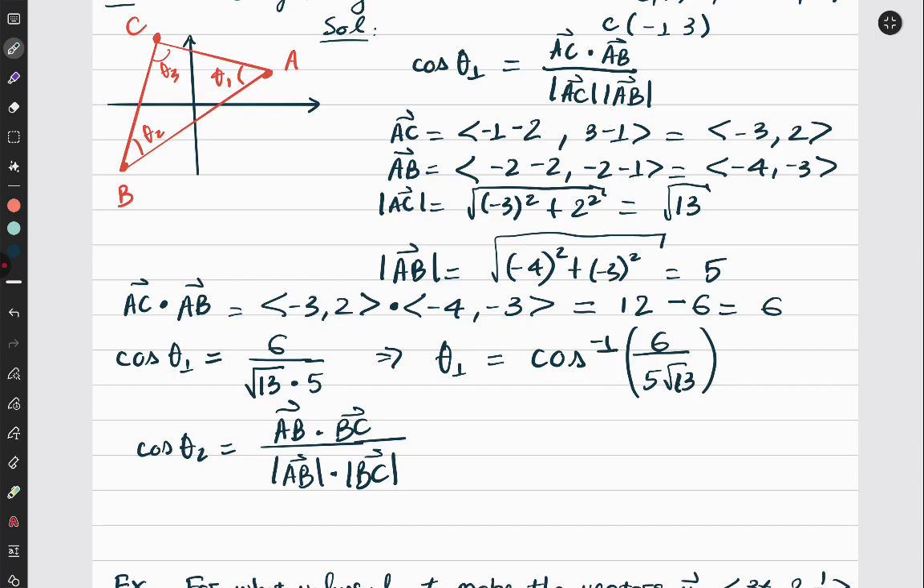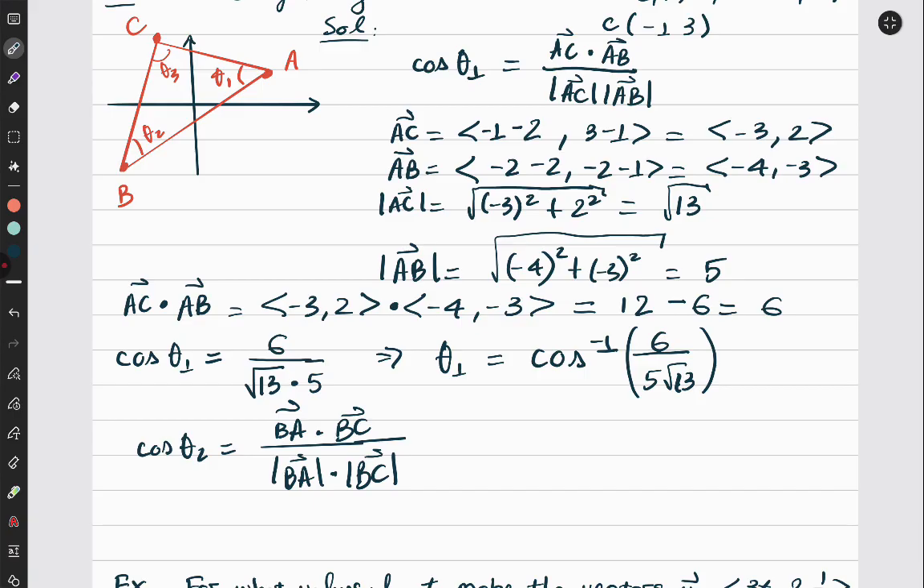Negative AB, in other words, BA. Remember, the direction of the vector matters. BC is from B to C, that's good, but we need BA. We don't need AB, we need BA. And the length of BA equals the length of AB, so that part is not really wrong, but there's a big difference here.